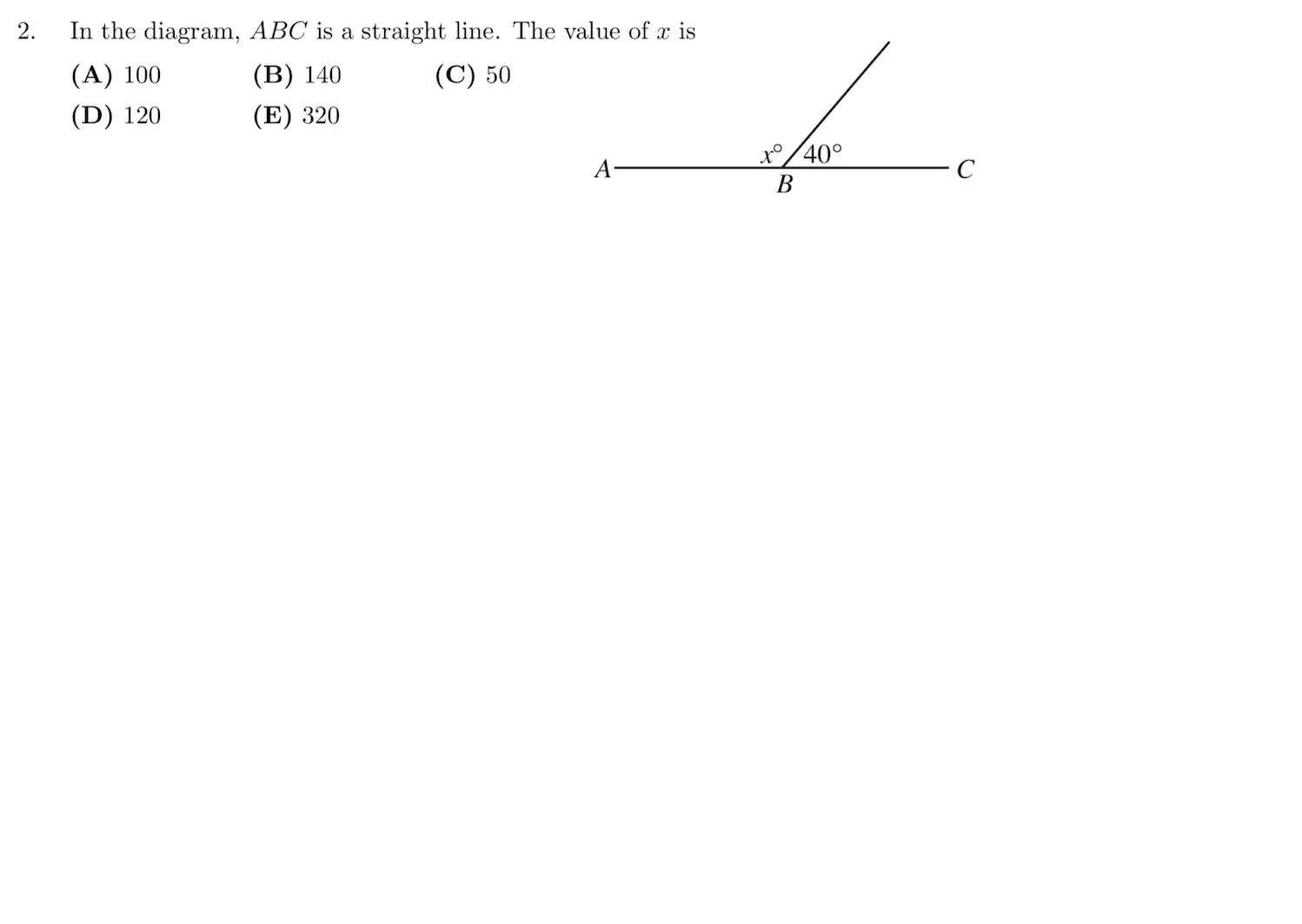In the diagram, ABC is a straight line. The value of x is. The angles about a line equal 180 when you add them up. So that basically means that x plus 40 is equal to 180. And therefore x is going to be 180 minus 40, which is 140. So number 2, the answer is B.